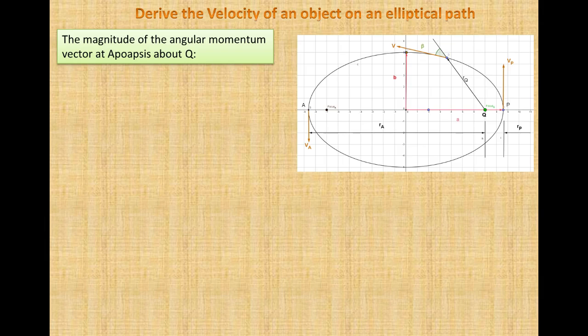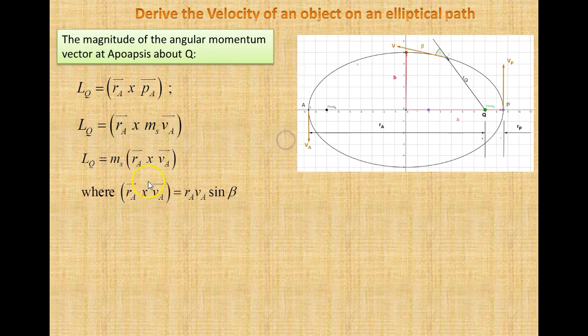The magnitude of the angular momentum vector at apoapsis is about Q. So we're going to work here at A, apoapsis at A, angular momentum about Q. So our vector equation is equal to RA, the position vector at RA, cross the momentum vector at A, which is PA. Momentum at A is equal to mass of the satellite times the velocity vector at A. We factor out the mass of the satellite, and this cross product is equal to the magnitude of the position vector times the magnitude of the velocity times sine beta.